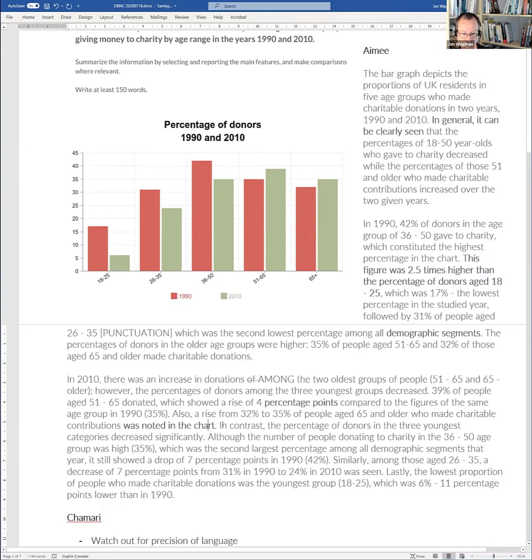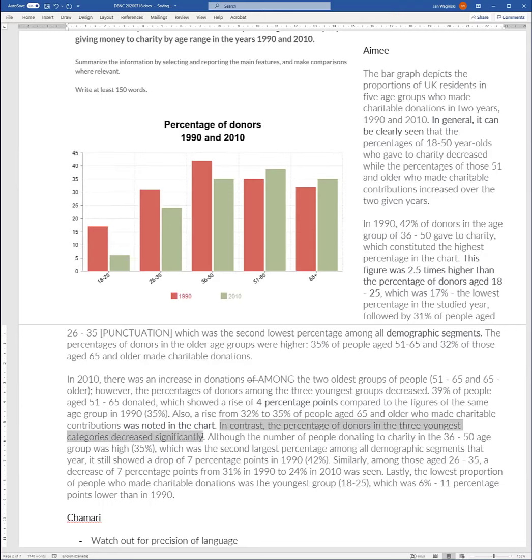In contrast, the percentage of donors in the three youngest categories decreased significantly. Right, that's a very good introductory sentence for the second half of the paragraph. It sets the context for the reader. It makes it very easy to understand. Again, that's your goal as a writer, is to make your work easy to understand for the reader, because the reader has no access to what's inside your mind. Right? People are very easily confused. So you have to be explicit, you have to be clear, you really have to pay attention to the structure, the ordering of your information. So you use these kinds of transition phrases, these kinds of introductory statements, use them abundantly because they really make it easier to read, to understand.